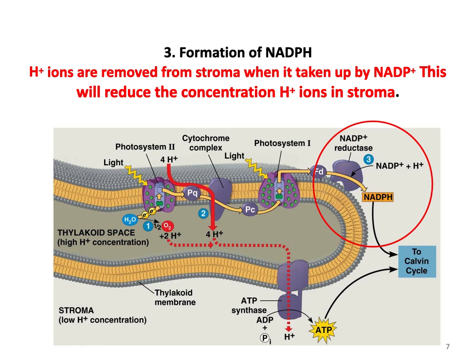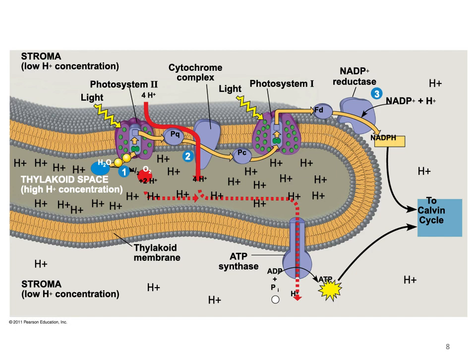Additionally, formation of NADPH also contributes to the gradient created between those two spaces. This happens when H+ ions are removed from the stroma during the formation of NADPH at the end of the linear electron flow, and this will reduce the concentration of H+ ions in the stroma. Now we have even more hydrogen ions in the thylakoid space.